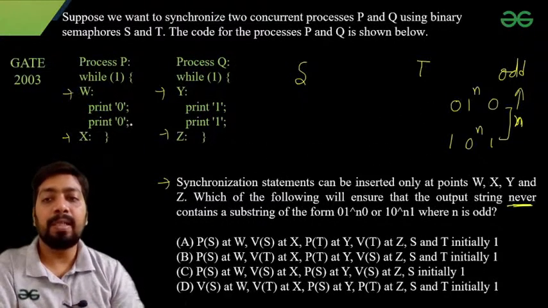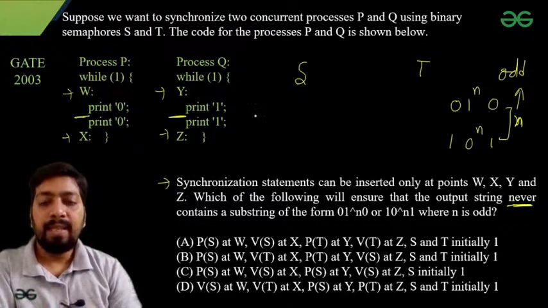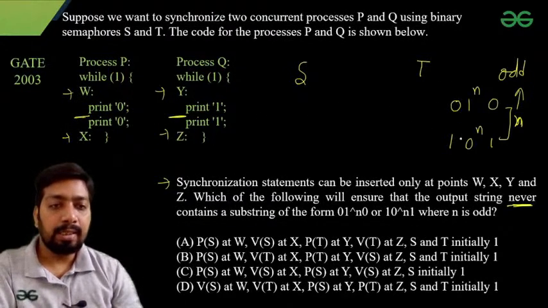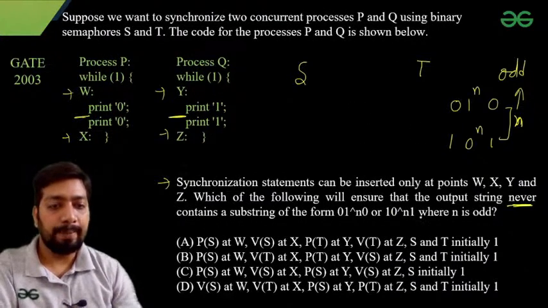But what will happen once process P or Q is context switched or preempted in between? That means if process P is preempted here and process Q is preempted here in these two lines, then we can get this situation. So how can we avoid this situation? Initially, first of all, we don't know the values of S and T. So you can see S and T are initially 1, or S is initially 1.